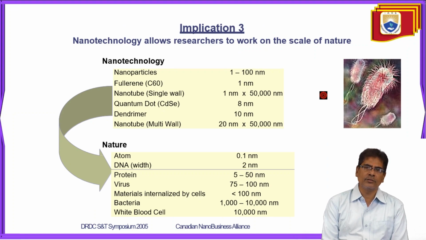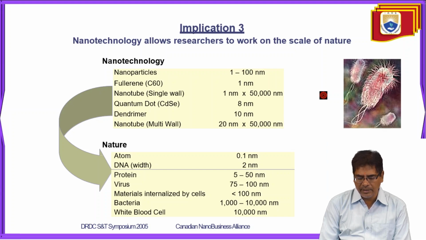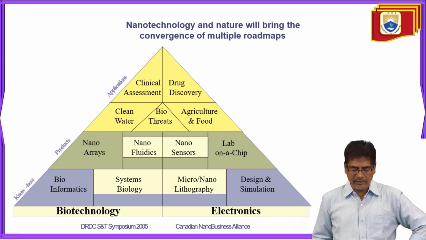Implication: nanotechnology research works on the scale of nature. Nanoparticles are around 1 to 100 nanometers. Fullerenes, carbon nanotubes, are 1 nanometer. Quantum dots, cadmium sulfide, are 8 nanometers. Deuterium is 10 nanometers. Nanotube is 20 nanometers to 50,000 nanometers. This is the nature of those particular materials, right?